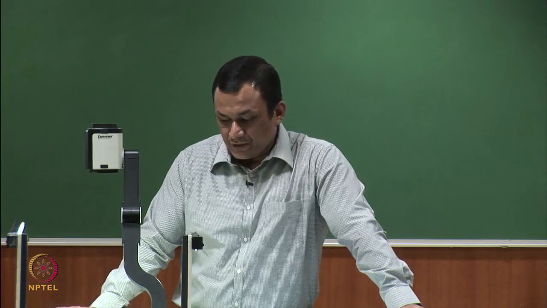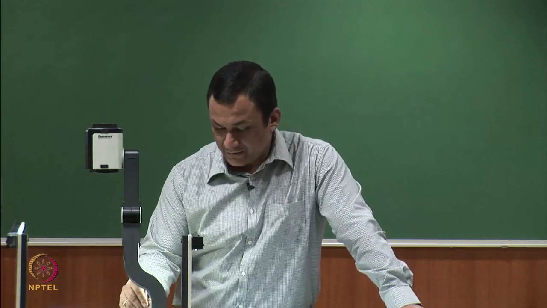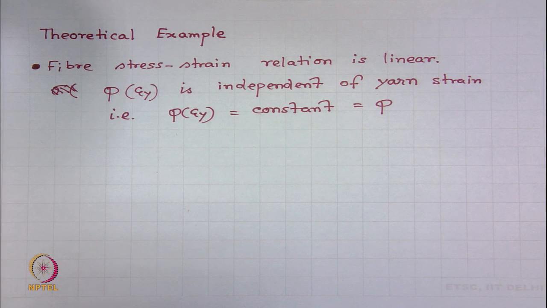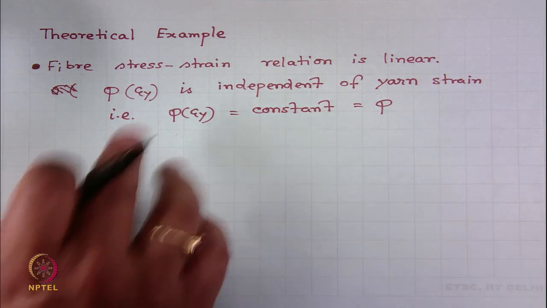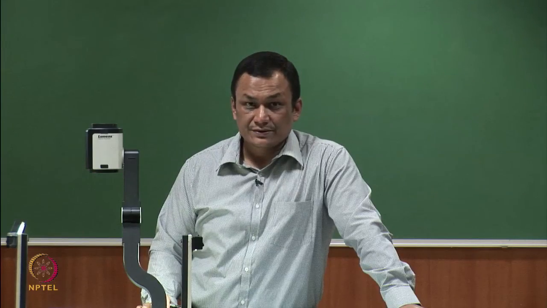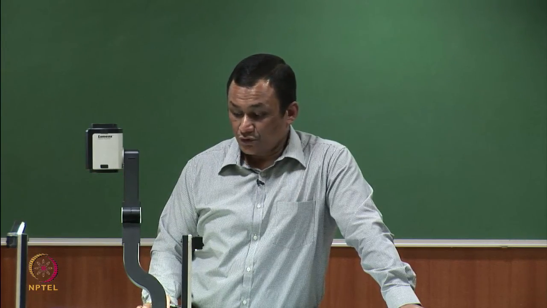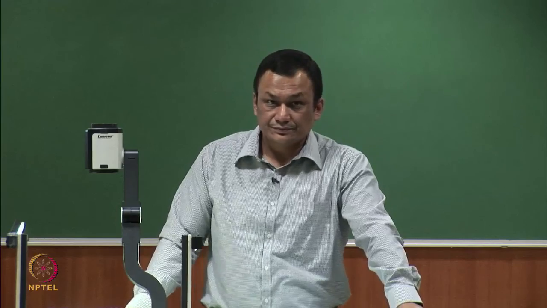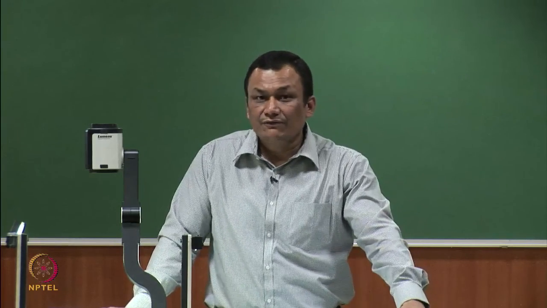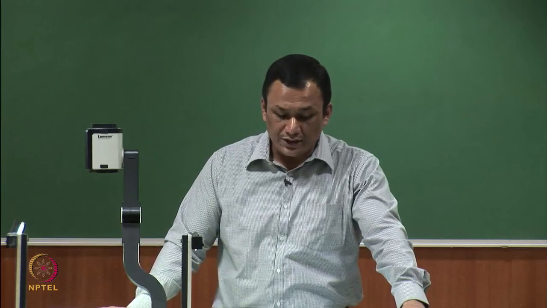All right. So, for this theoretical example we consider fiber stress strain is linear. As a result, consequently we obtained this is independent of strain. Nevertheless, there will be another influence on coefficient of utilization. What will be that influence? That influence will come from fiber orientation.